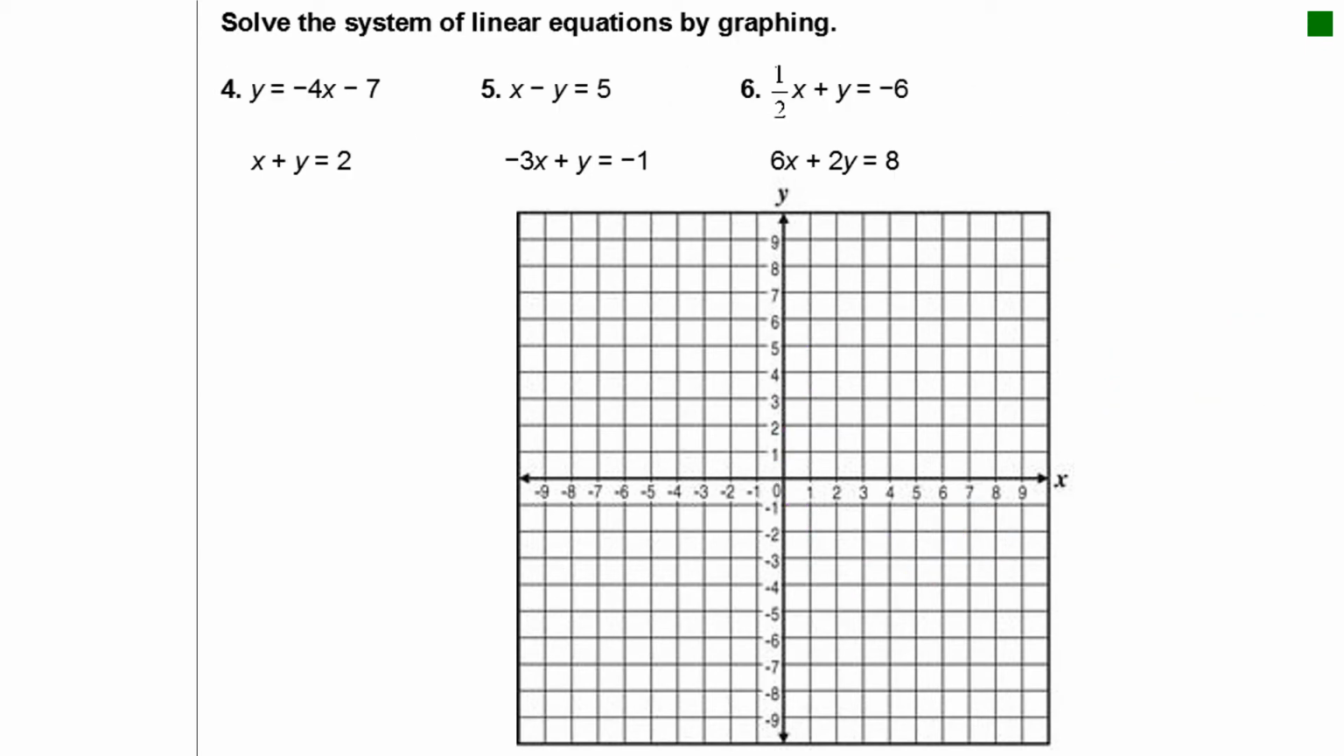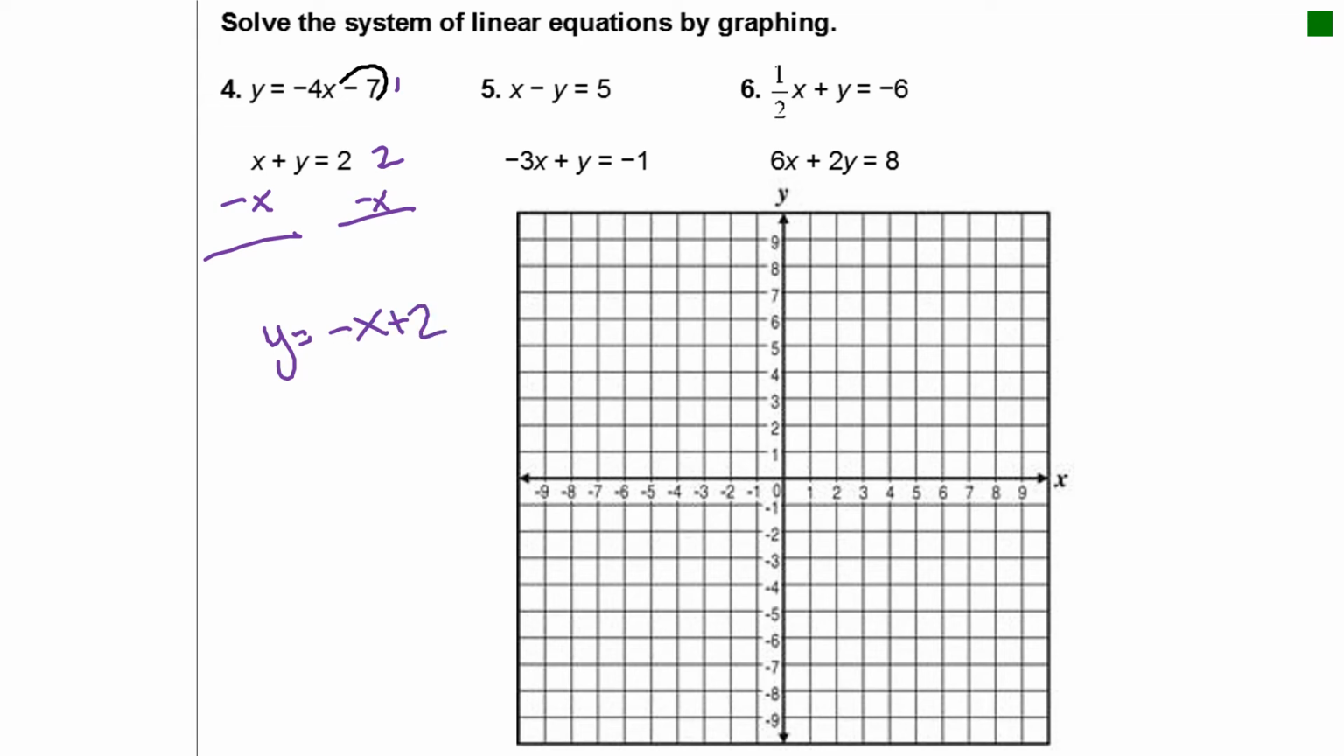Alright, examples 4, 5, and 6 are a little bit harder because we don't have them all set in y equals form. So our first equation is in y equals, our second one is not. Let's already get y equals for our second equation on number 4 by taking away x from both sides. Y equals -x plus 2. Now we're ready to graph.